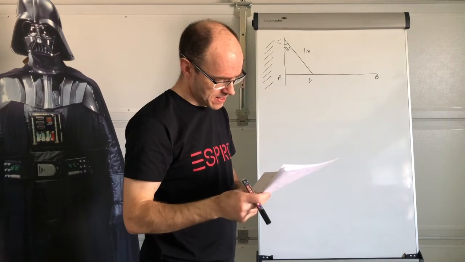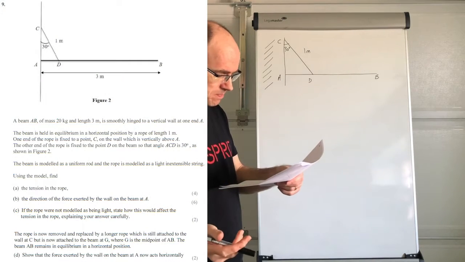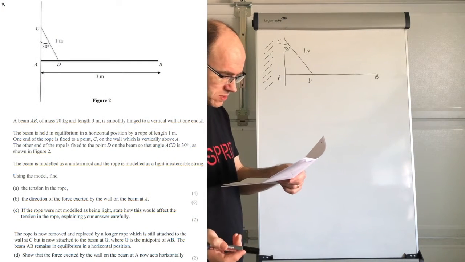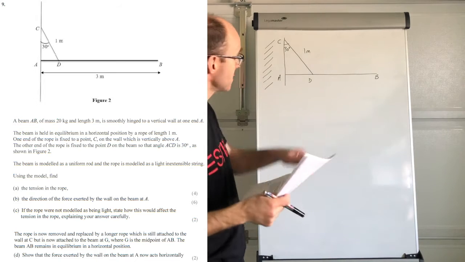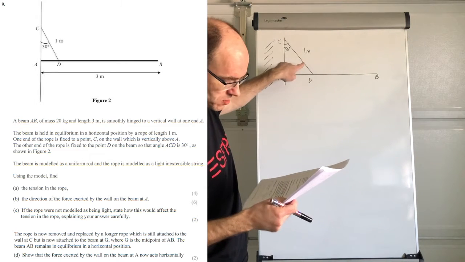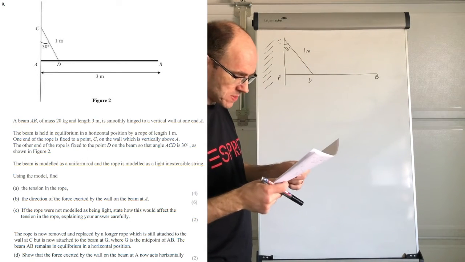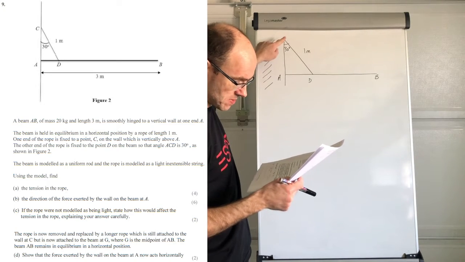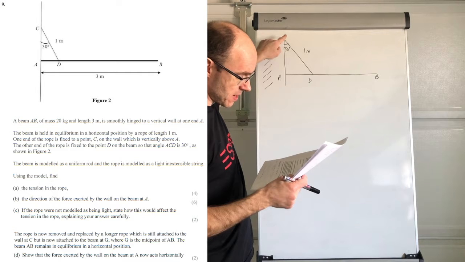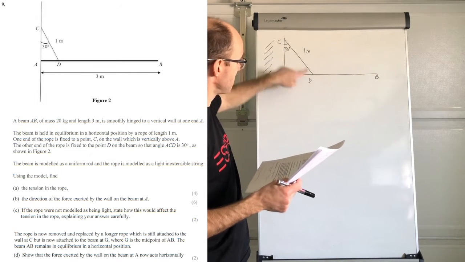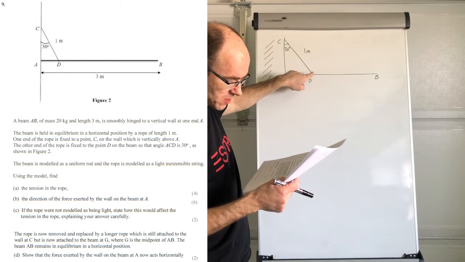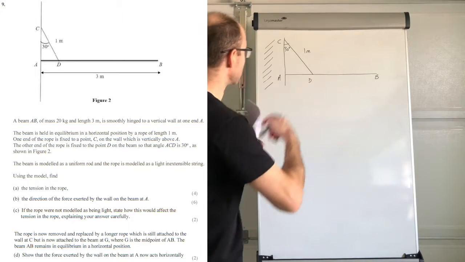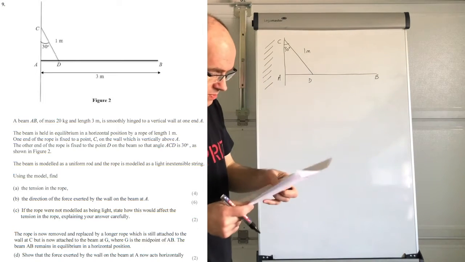All right. The beam is held in equilibrium in a horizontal position by a rope of length 1 meter. Okay, it's 1 meter rope. One end of the rope is at a fixed point C, so there, as on the diagram, on the wall just vertically above A. The other end of the rope is fixed to point D on the beam, so the angle ACD is 30 degrees. So there, 30 degrees. All of that is shown in the diagram.